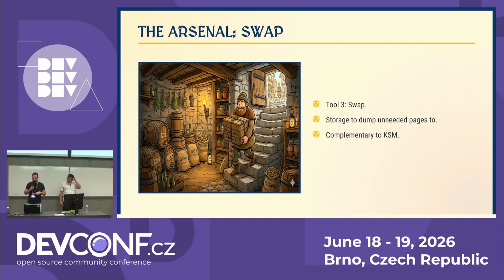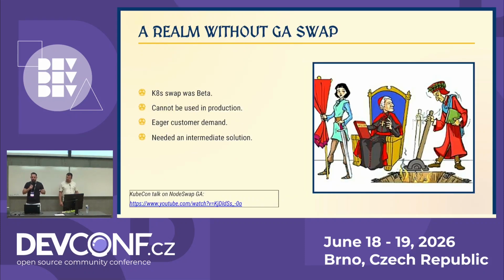This is a great way to tackle the deduplication. So back in the day, the situation was that Kubernetes still supported swap under beta, and basically we couldn't use beta features in production. But it was a problem because there was an eager customer demand to use swap and higher density, and we needed an intermediate solution.